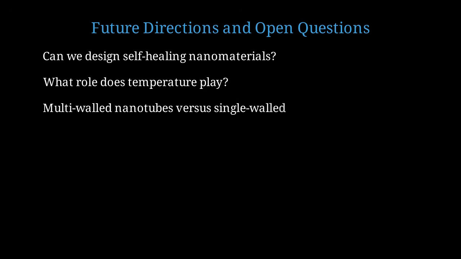Multi-walled nanotubes have redundancy. If the outer wall fractures, inner walls can still carry load. But inter-wall interactions complicate the picture. If a nanotube has both structural defects and adsorbates, do their effects add, multiply, or show more complex synergy?